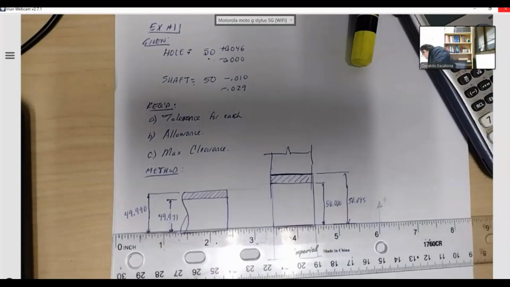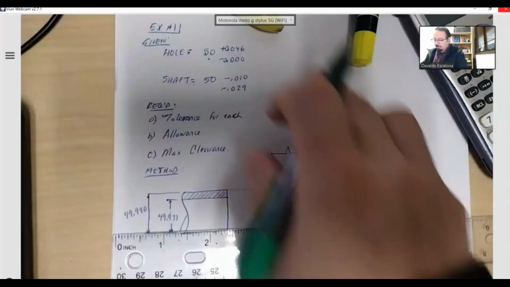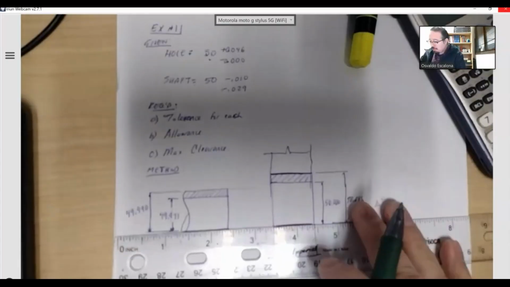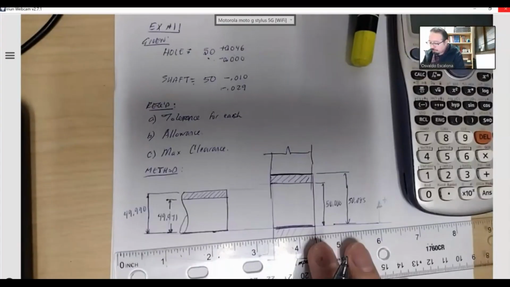Let me grab a different color. This one right here. Sorry. All right, so now I got everything I need, to be honest. I don't need anything else. I can do everything just by the sketch that I have already.